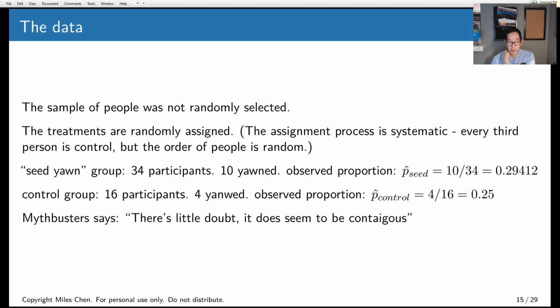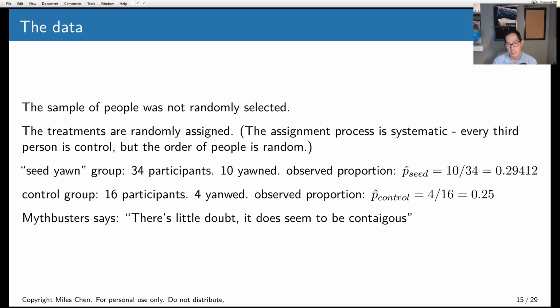So the order of participants who lined up is random, so we can treat this as randomly assigned. All right, and then here's the data that they collected. 34 people got the seed yawn before they entered, and out of those 34, 10 ended up yawning while they sat in the room. So the proportion of people who yawned in the seed group is 10 divided by 34, 29%.